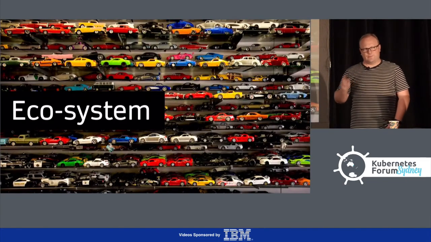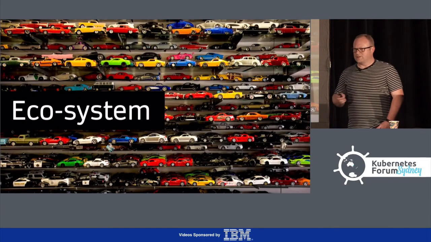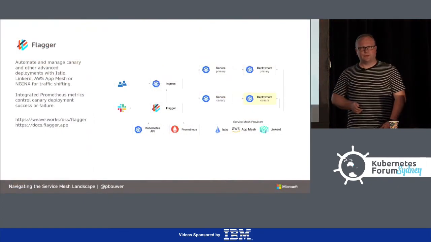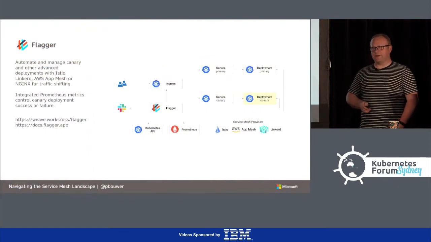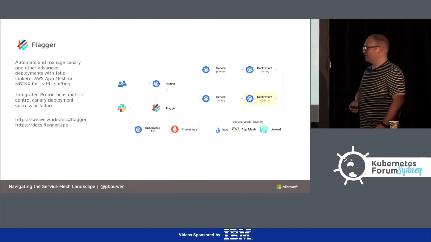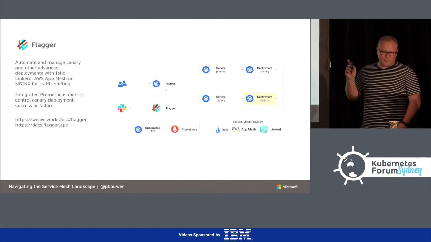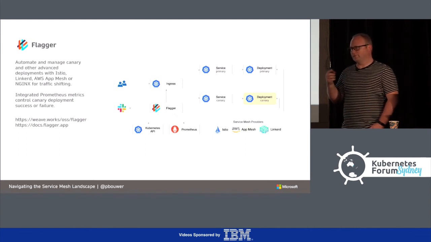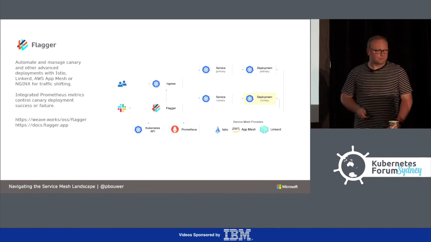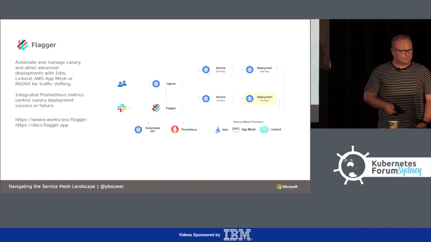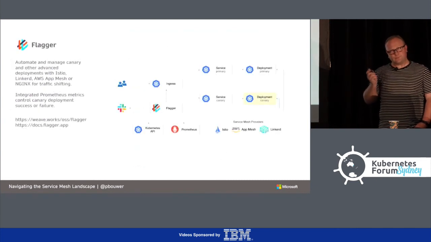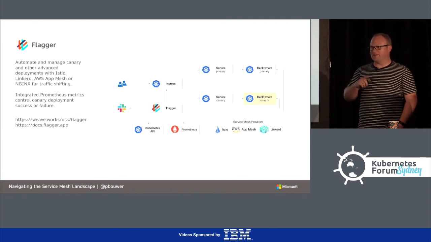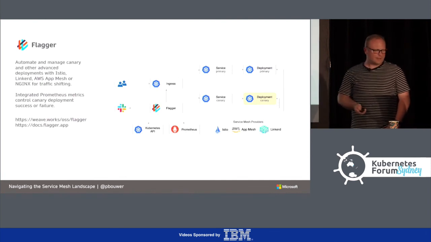So those are the meshes. There's also a broader ecosystem within the service mesh landscape. If you're doing Canary releases, Flagger from Weaveworks is definitely something you should look at. They're actually using SMI, and that has allowed them to support multiple meshes now. So Flagger will actually allow you to do Canary releases and multiple rollouts and progressive rollouts.